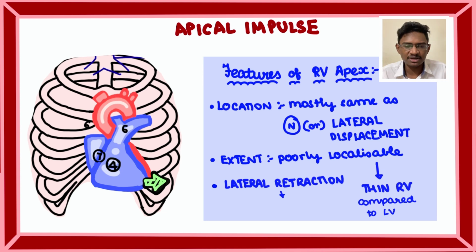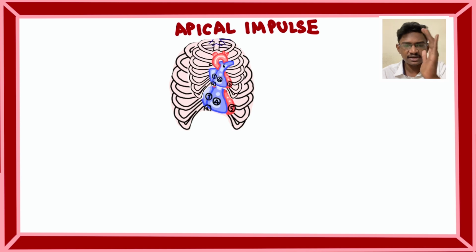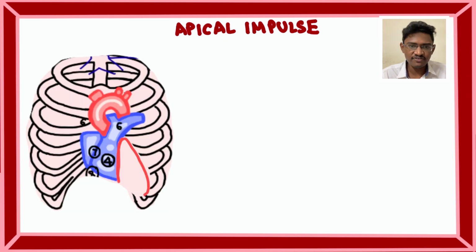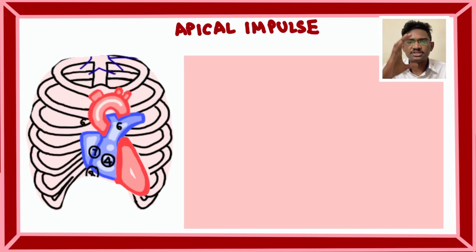Just compare the muscle mass. Left ventricle muscle mass is always 3 times that of the right ventricle. So you can easily feel the apex in some intercostal space if the apex is formed by the left ventricle. If it is formed by the right ventricle, which has a thin muscle mass, even if it undergoes hypertrophy, it can't contribute to a palpable apex beat. So that contributes to a poorly localizing apex in RV apex. And there will be a lateral retraction seen in RV apex, and a medial retraction seen in LV apex.